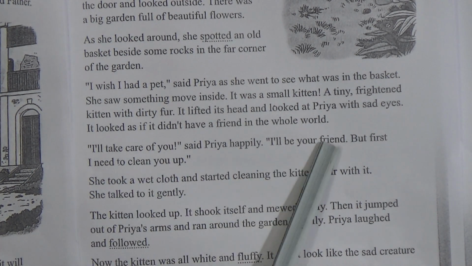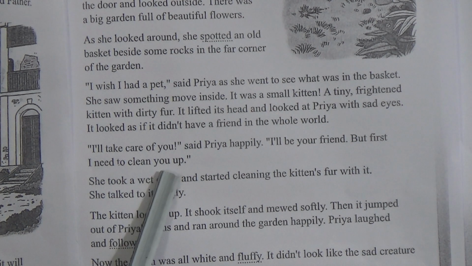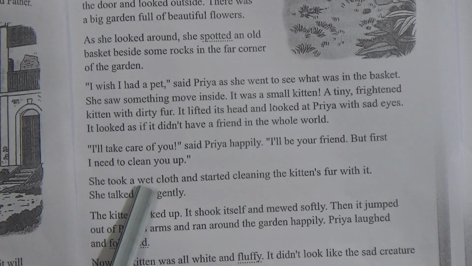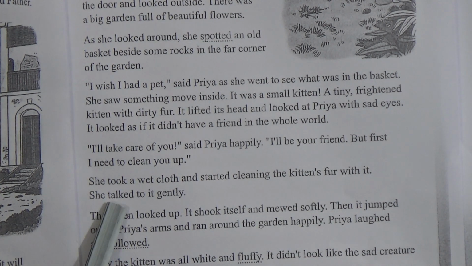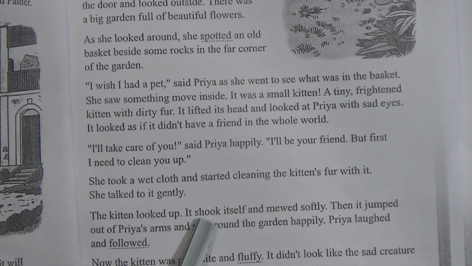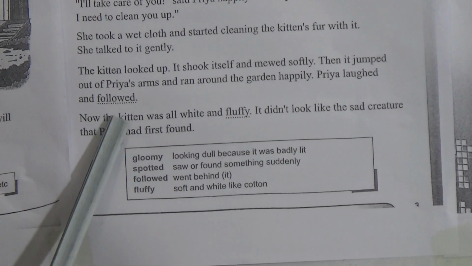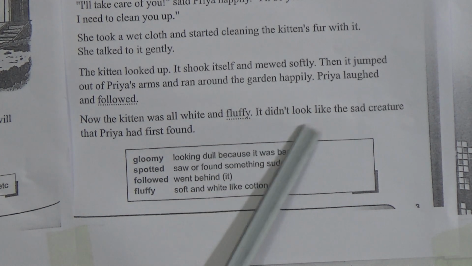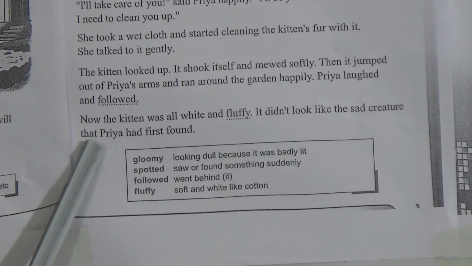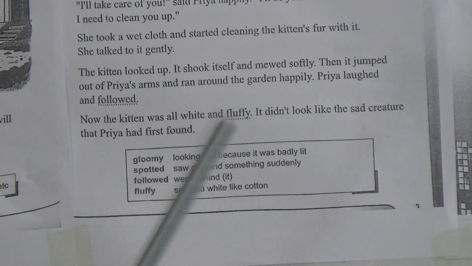"I will be your friend, but first I need to clean you up." She took a wet cloth and started cleaning the kitten's fur with it. She talked to it gently. The kitten looked better. It shook itself and mewed softly. Then it jumped out of Priya's arms and ran around in the garden happily. Priya laughed and followed. Now the kitten was all white and fluffy. It did not look like the sad creature Priya had first found.